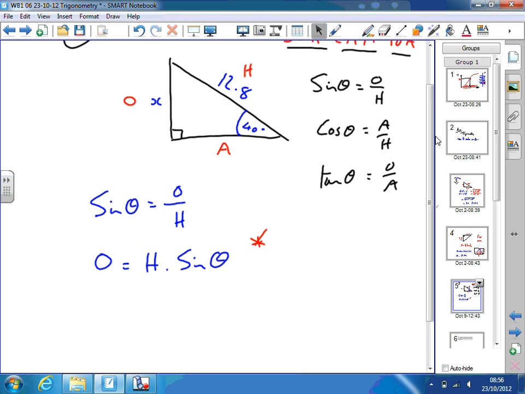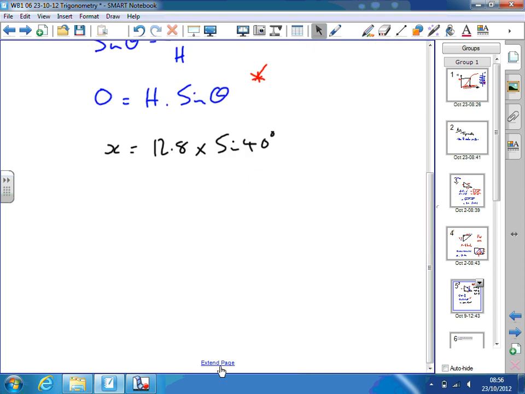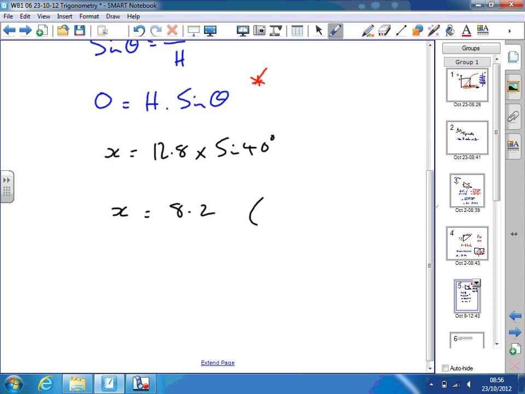So Stuart, you're dead right. So now to put these numbers in, x is what I'm after, so that's equal to the hypotenuse, which is 12.8, multiplied by the sine of 40. And if you would like to just put that into a calculator, please. If you've not done this, do it now. And what do you get as the answer? So I have to do it formally. 8.2, rounded to two significant figures. Agreement? Okay, good.